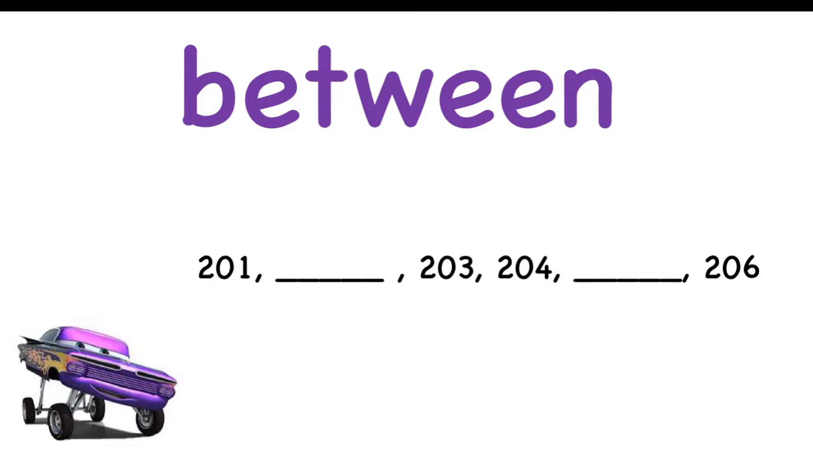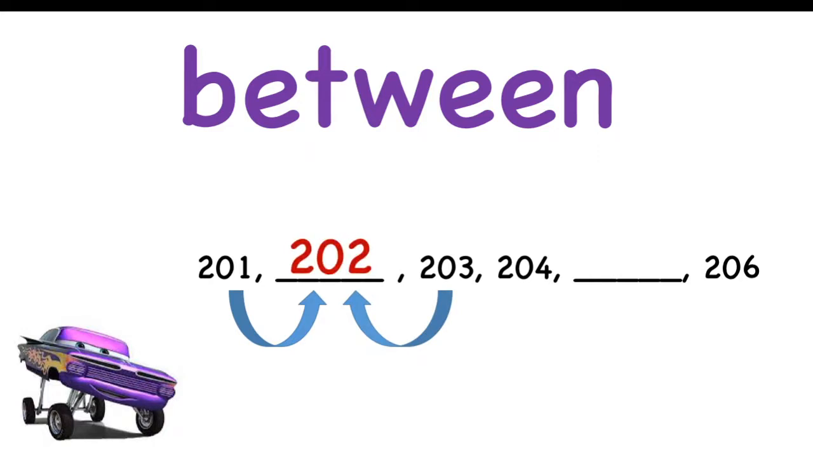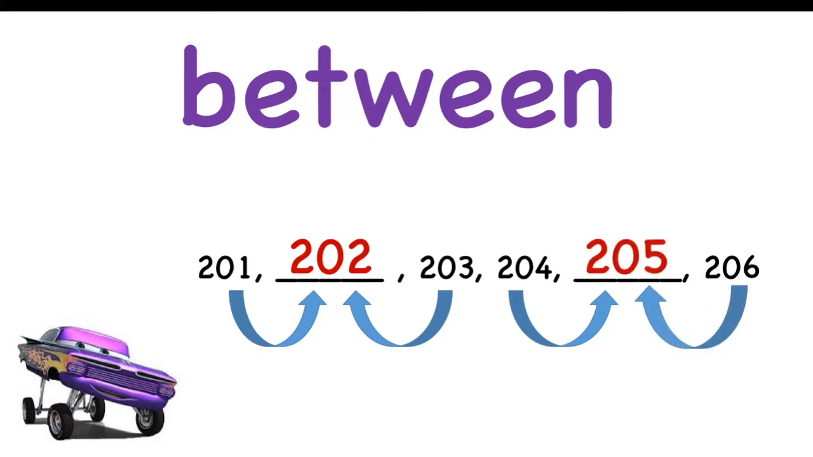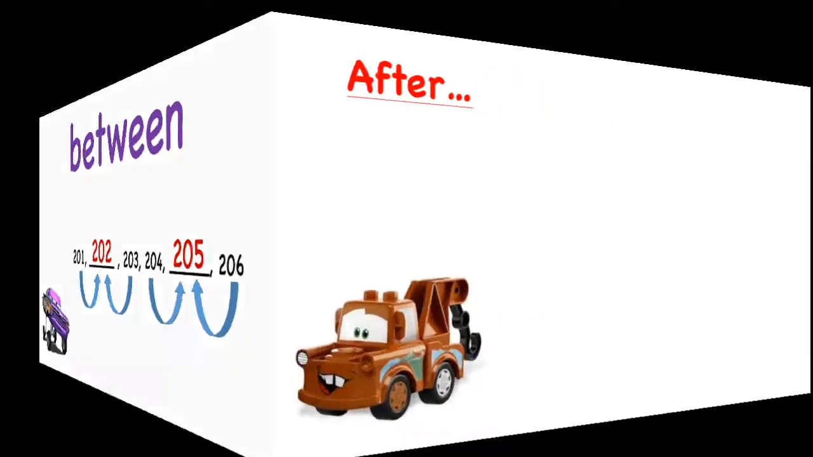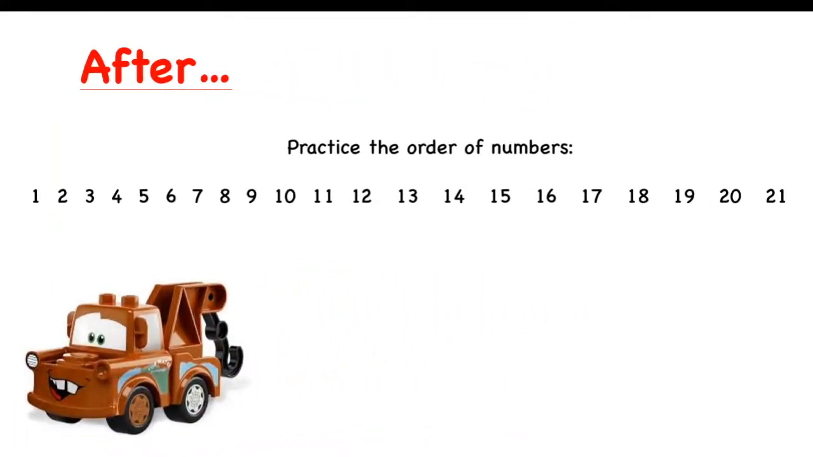Between. Between means the number in the middle. In the middle, between the two numbers. What is between 201 and 203? 202. What is between 204 and 206? 205. Now let's go and practice what is after.